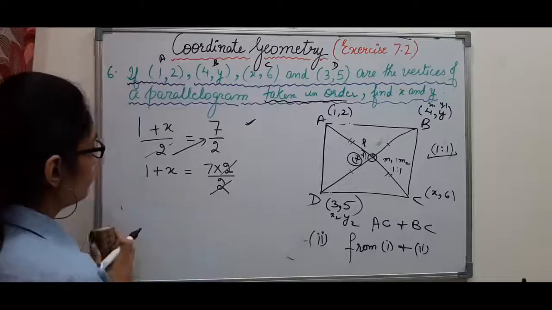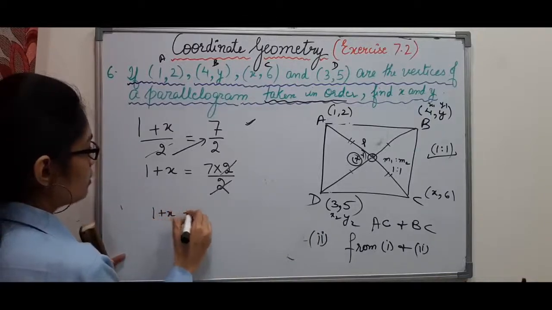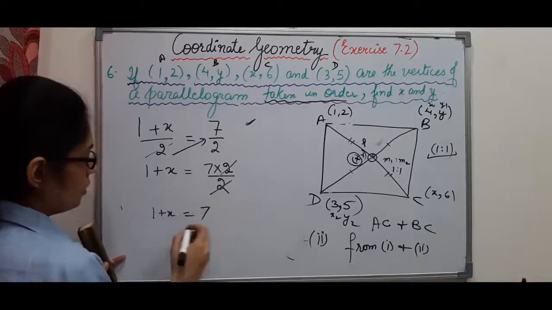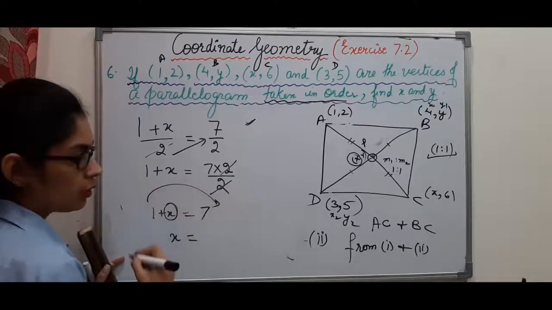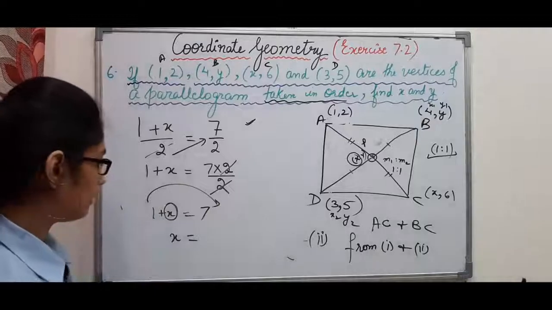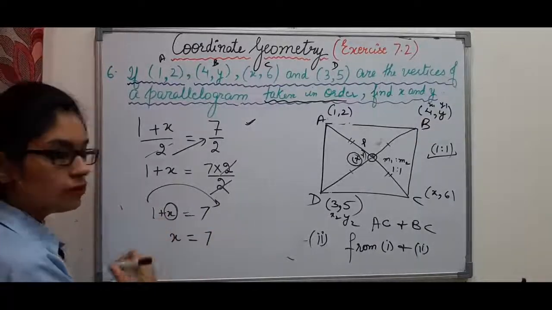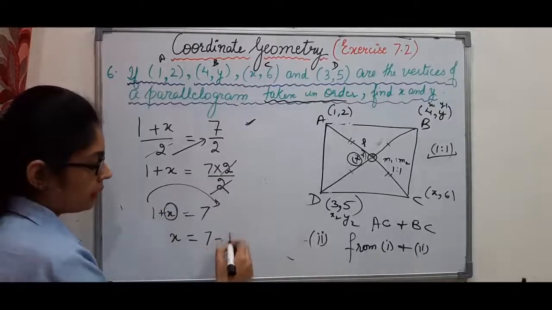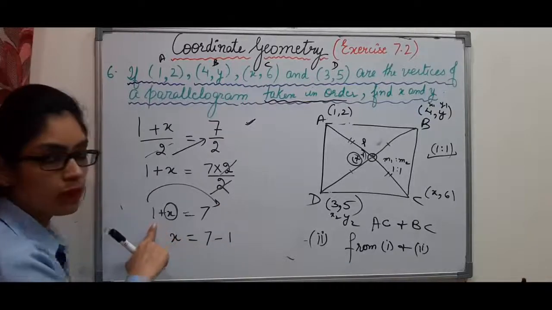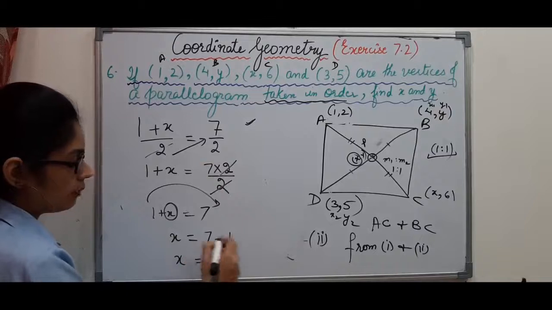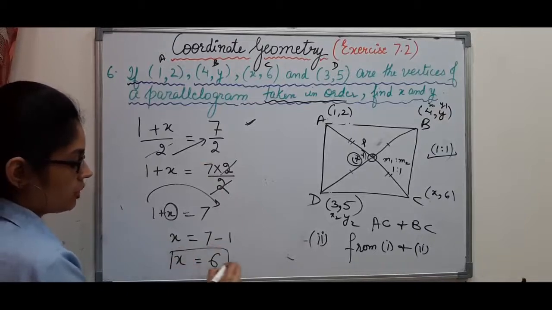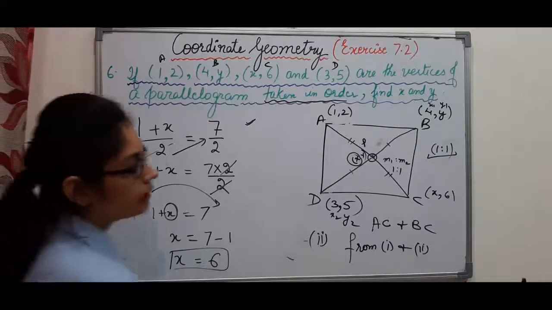So now I am left with 1 plus x is equal to 7. So x I'll keep this side and 1 I'll shift to the other side because we need to find the value of x. 7 plus x, on changing the side 1 will be changed to minus 1. So x will be 7 minus 1, which is 6. So we have found the value of this x.